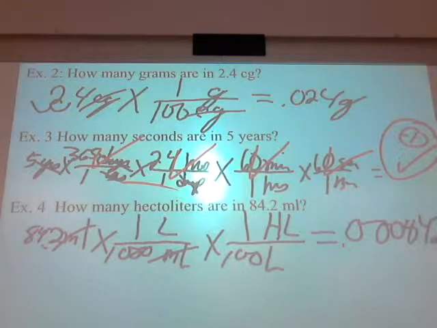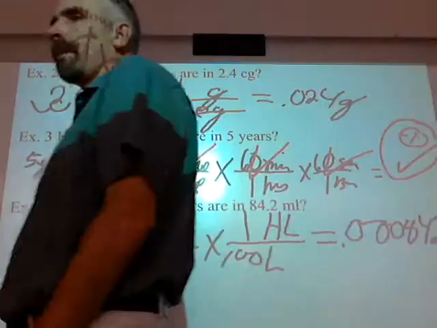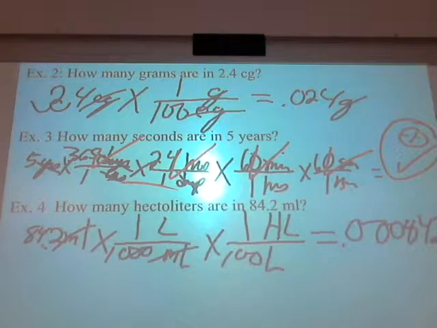0.000842 hectoliters. Got it? All right. Now I'm going to just show you right now underneath somewhere. These are the actual prefixes you have to know. You ready?